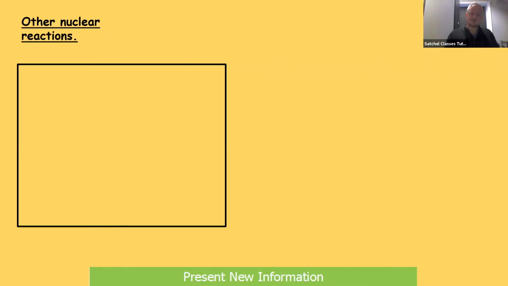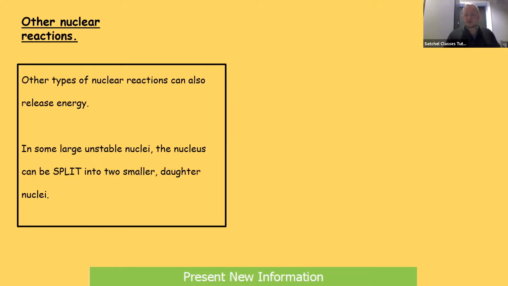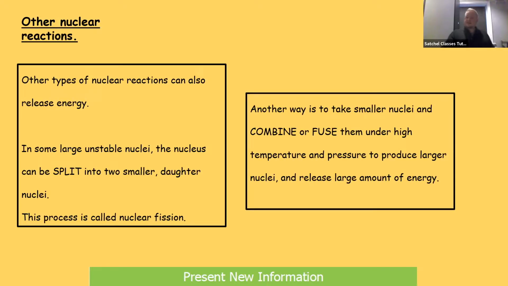Other nuclear reactions then. Other types of nuclear reactions can also release energy. In some large unstable nuclei, the nucleus can be split into two smaller daughter nuclei. This process is called nuclear fission, fission meaning to split. Another way is to take smaller nuclei and combine or fuse them under high temperature and pressure, and this produces larger nuclei and releases a large amount of energy in the process. Because I'm fusing them, this particular way is called nuclear fusion.